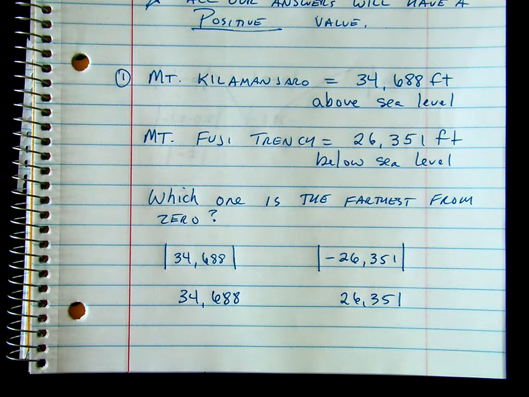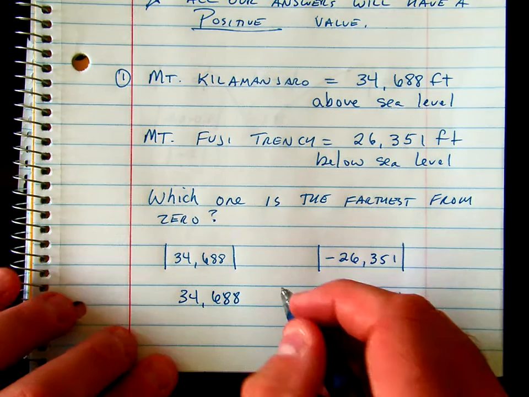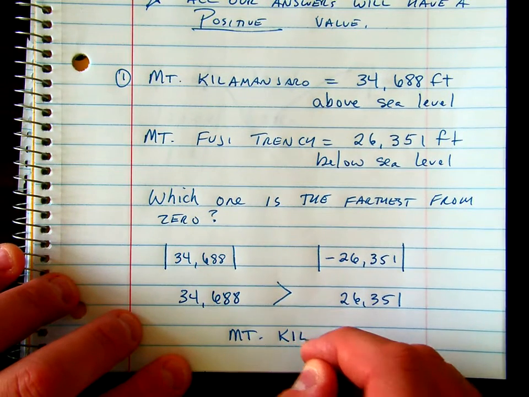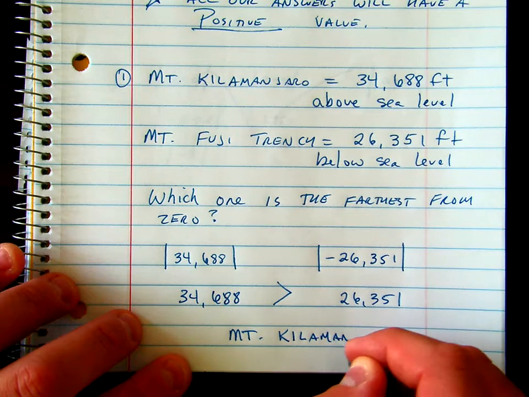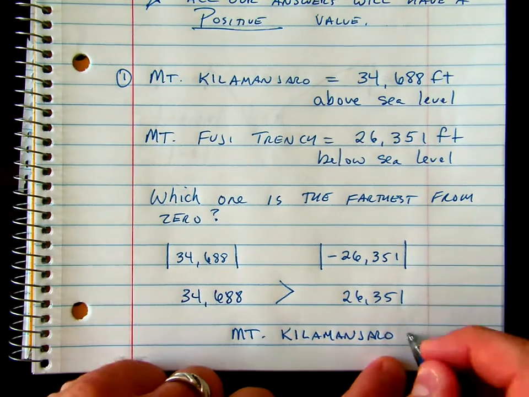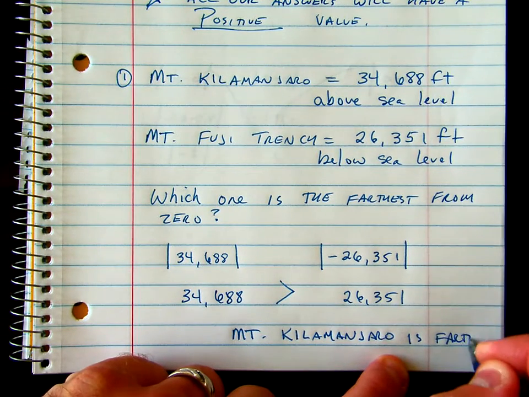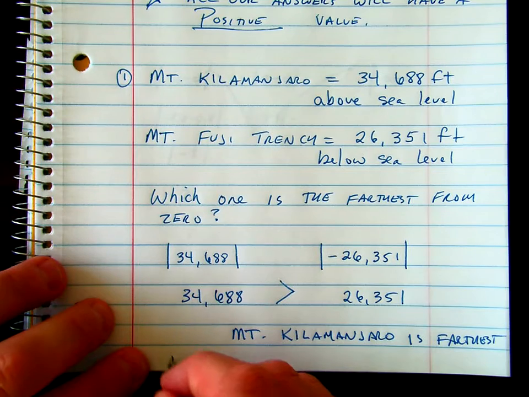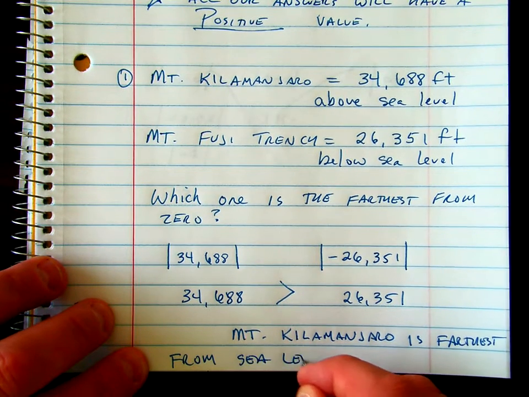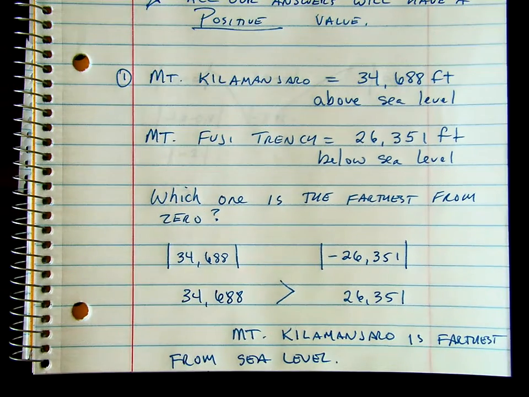Which one is the farthest from 0? So which one of these is the greater number, Dustin? 34,688. So our answer would be Mount Kilimanjaro. Kilimanjaro is farthest from sea level, because sea level is 0.